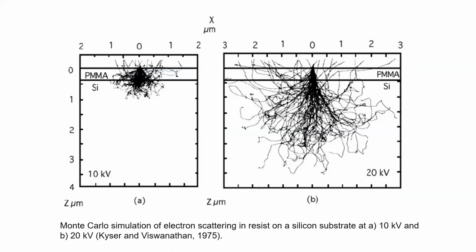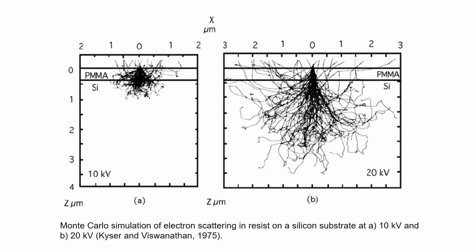As the energy is higher, the scattering range is larger. To the contrary, if the atomic number and density are large, the scattering range is smaller. Now, the Monte Carlo simulation enables us to understand these phenomena.